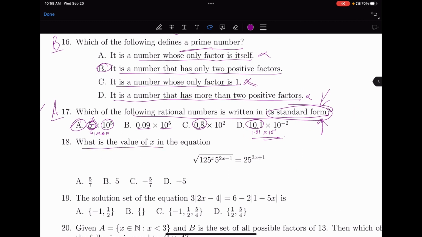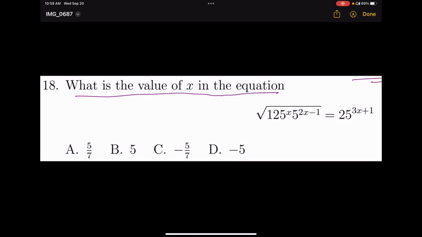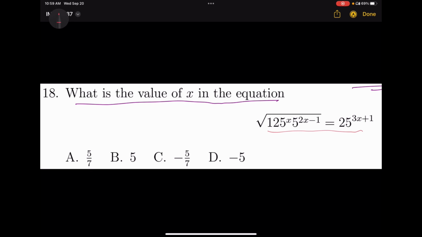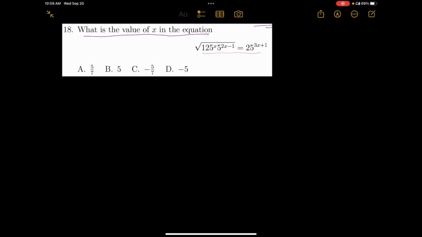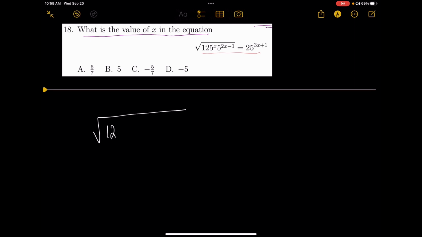18ኛው what is the value of x in the equation? ይሄ ነው እንግዲህ 18ኛ ጥያቄ እና ይሄ ነው ኢኩዌሽኑ የተሰጠን። ለዛ ኤክስ ማነሽ ነው ጥያቄው። ኦኬ እሺ ለዛ እንጻፈው ኢኩዌሽኑን: square root of 125 to the power of x times 5 to the power of 2x minus 1 is equal to 25 to the power of 3x plus 1. ኦኬ ለዛ 125 5 to the power of 3 ማለት ነው right?